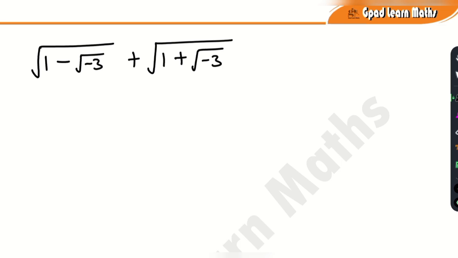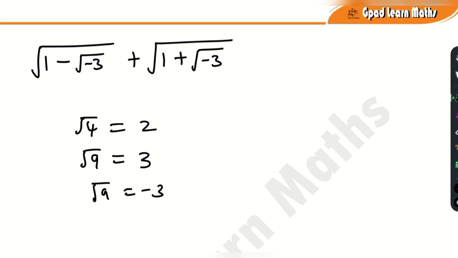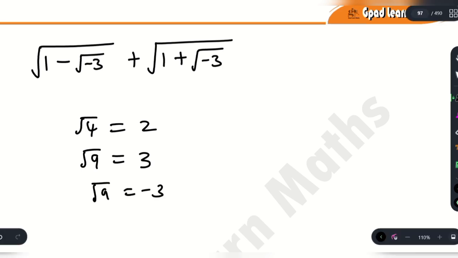There are two things you must take note of if you want to simplify this radical expression. Number one, when we have something like the square root of 4, the square root of 4 is 2. Okay, don't worry, I'm going somewhere with this. The square root of 9 is 3. The square root of 9 is not negative 3.